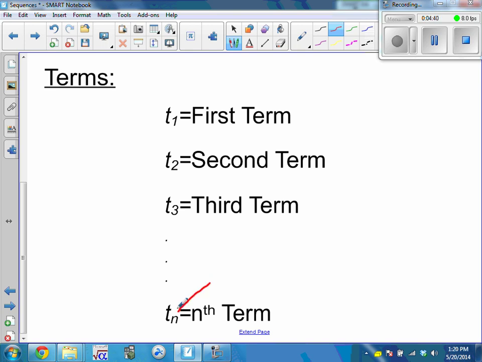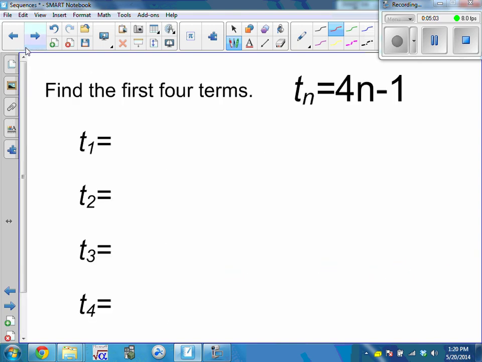This n here usually represents positive integers starting at 1. So we have this n, and usually it starts at 1, 2, 3, 4, dot, dot, dot, however high it goes up to, maybe n. Sometimes it may keep going to infinity. So let's look at a formula. Here's a formula for our sequence. T sub n equals 4n minus 1. This will be given to you, or you may have to find it depending on which way the problem is going.